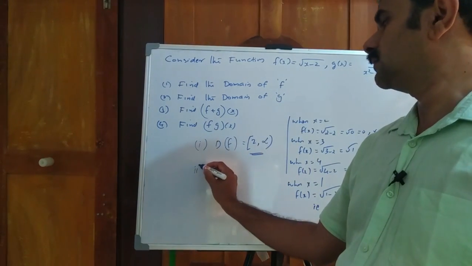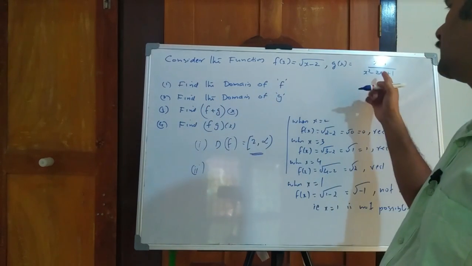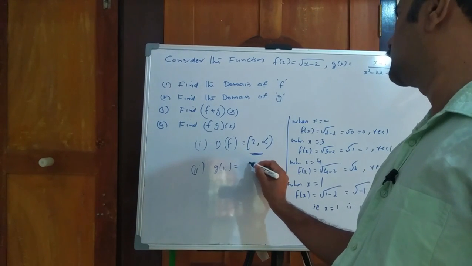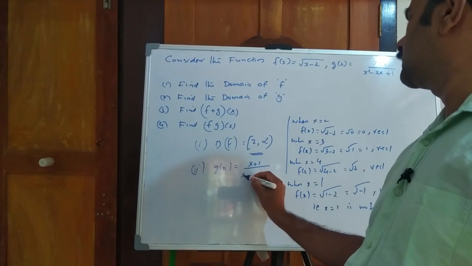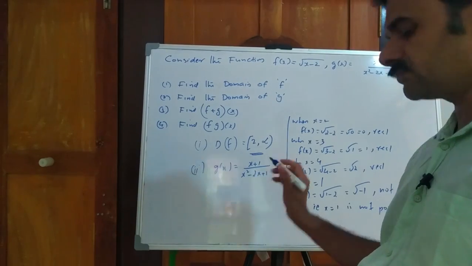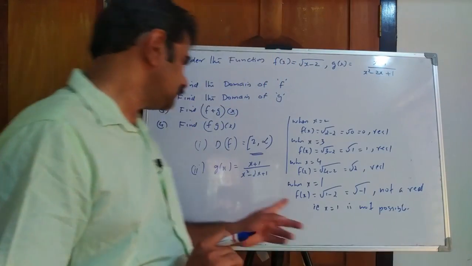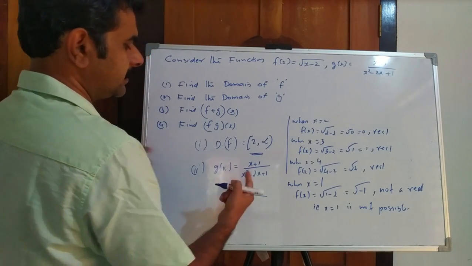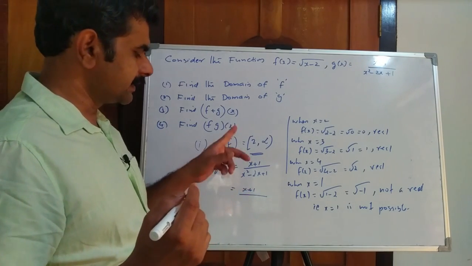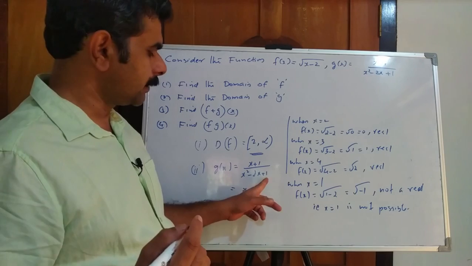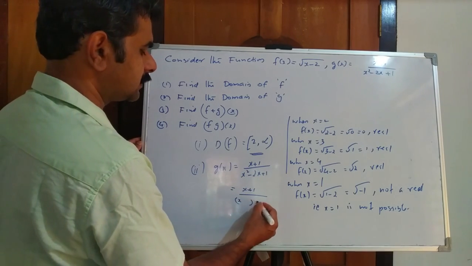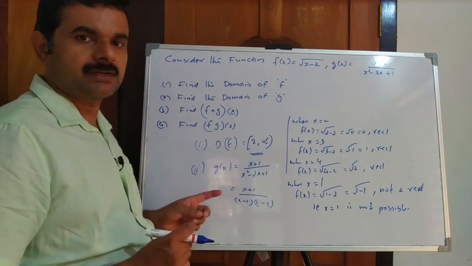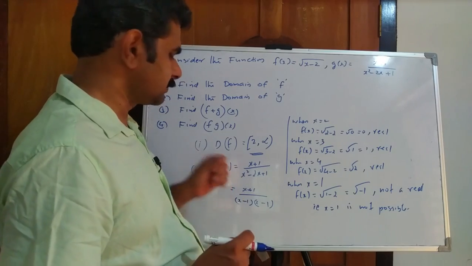Then the second one, find the domain of g. What is g here? g of x is equal to x plus 1 divided by x square minus 2x plus 1. As in the previous case, we can factorize this one. x plus 1 divided by, you have to think of 2 numbers so that their sum will be minus 2 and the product will be plus 1. Which are the 2 numbers? Minus 1 and minus 1. Minus 1 plus minus 1 is minus 2.